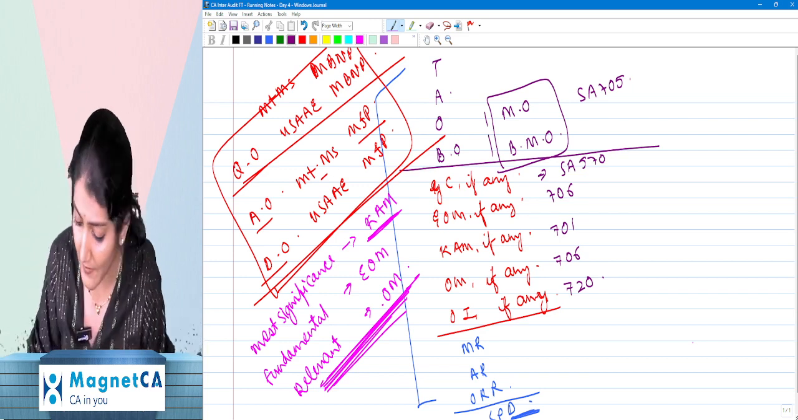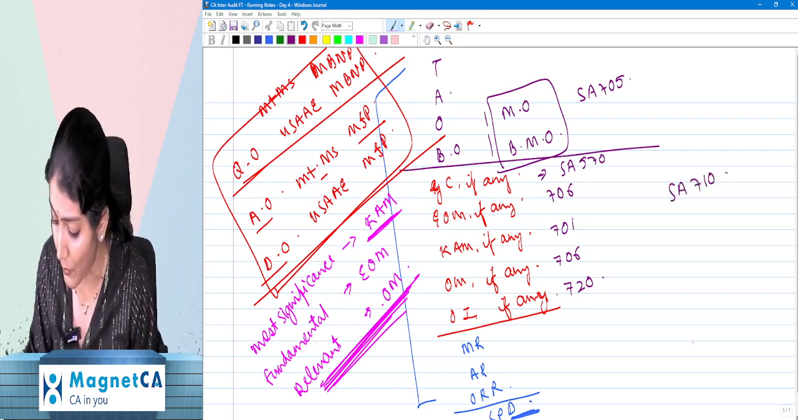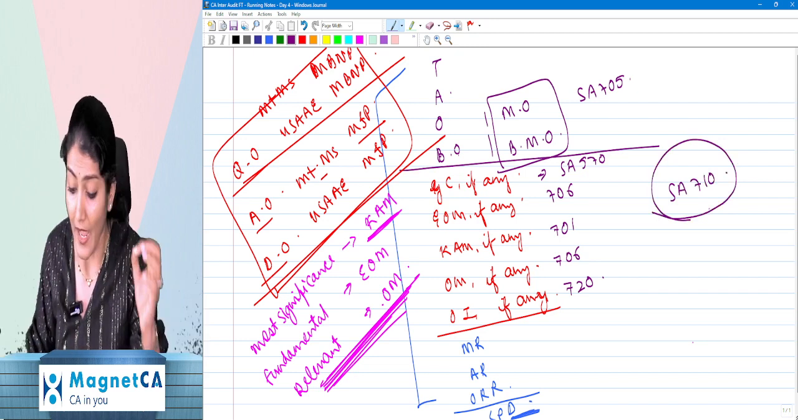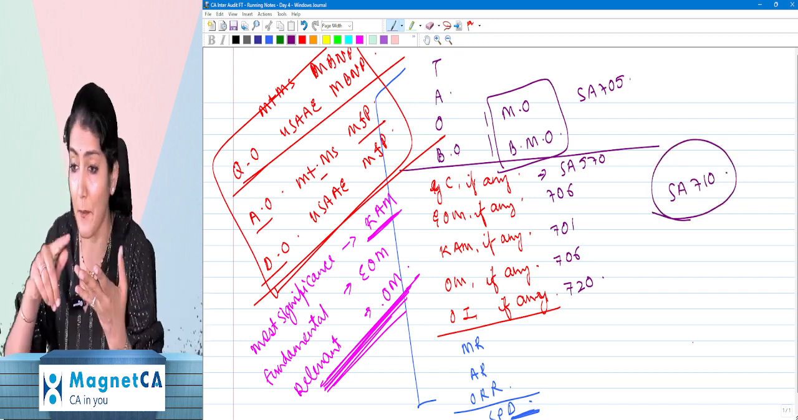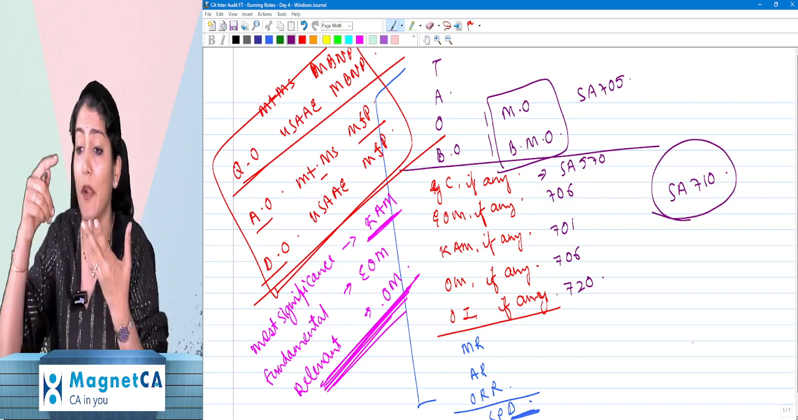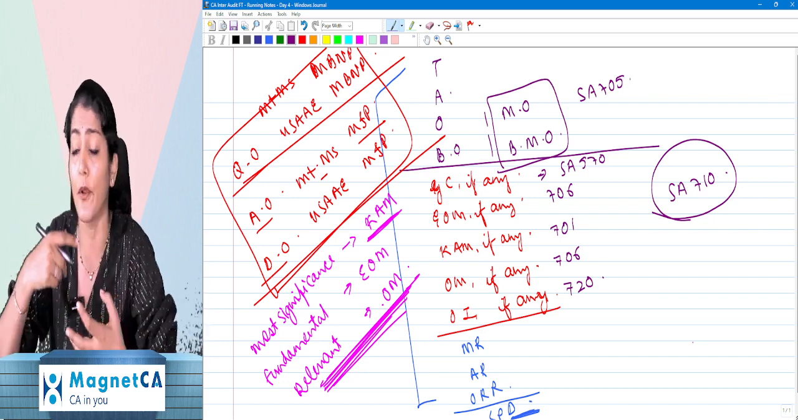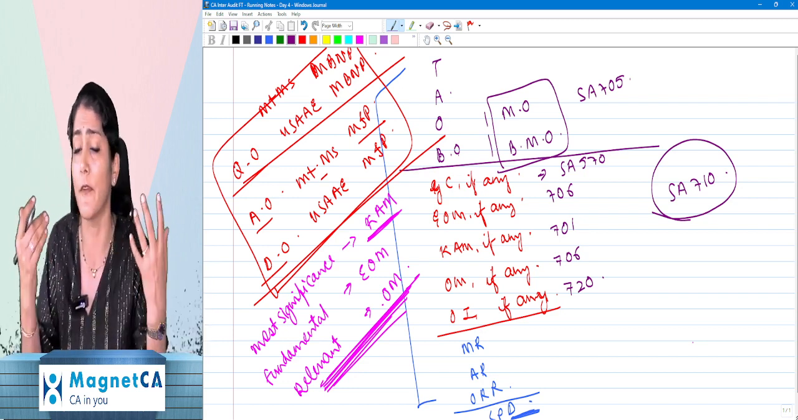Then after that we discussed SA 710, comparative information. And regarding the comparative information, we discussed three questions. What is the meaning of comparative information? What are the audit procedures? And then the audit reporting on the comparative information.